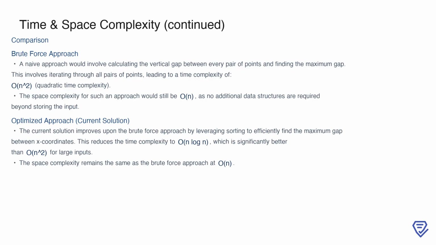In contrast, the optimized approach avoids the quadratic time complexity by sorting the x-coordinates first and then finding the maximum gap in a single linear pass. This reduces the time complexity to O(n log n), which is much more efficient for large inputs. The space complexity remains unchanged at O(n), making the optimized solution far better in terms of scalability.